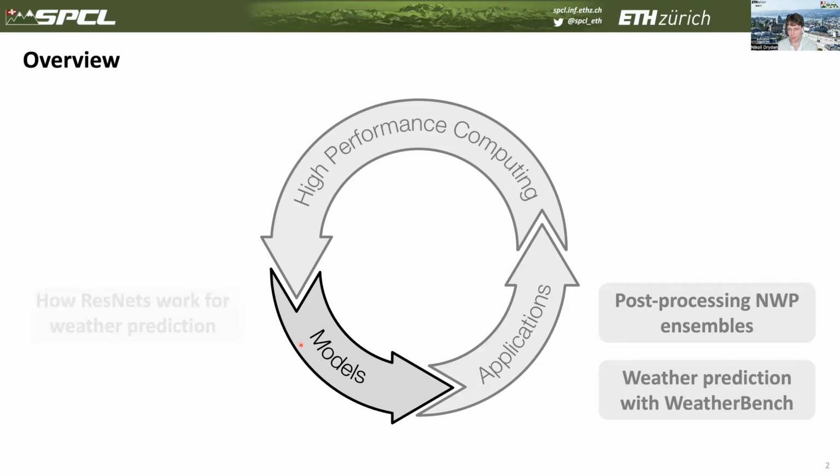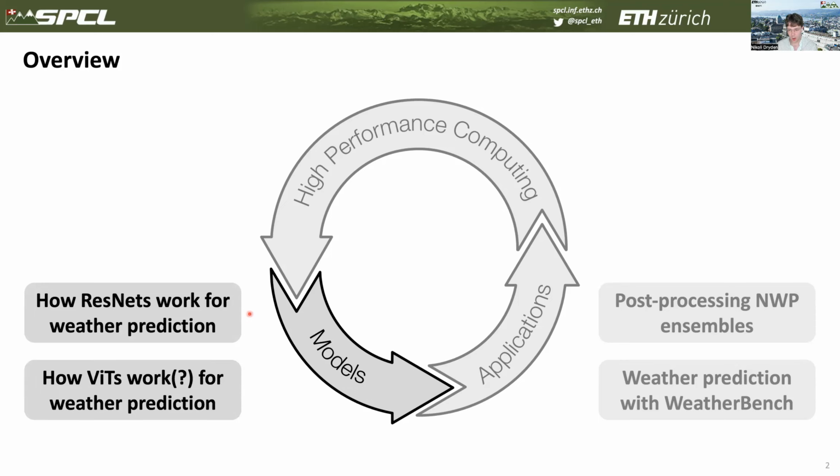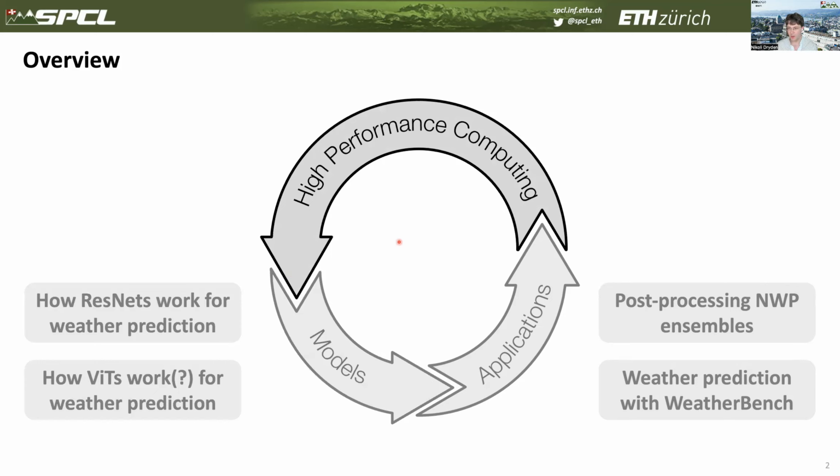And this leads to models, where we're going to look at how ResNets work for weather prediction, sort of an overview of how you might think about analyzing these. And also how or whether, indeed, vision transformers work for weather prediction. And finally, I'll turn to the high-performance computing that is enabling this.